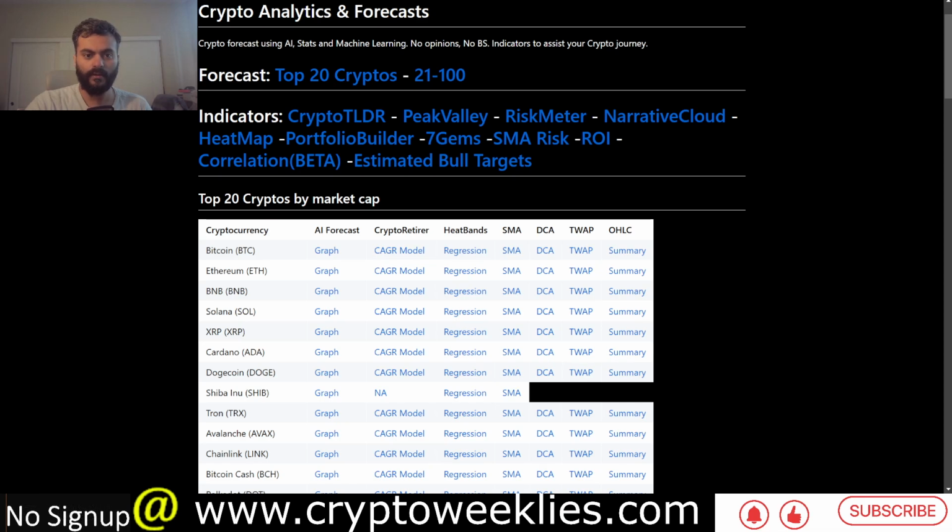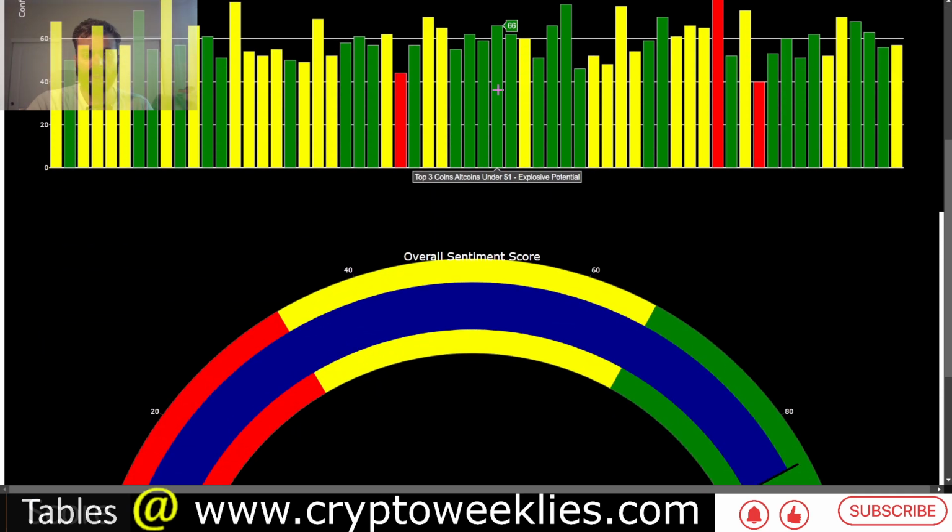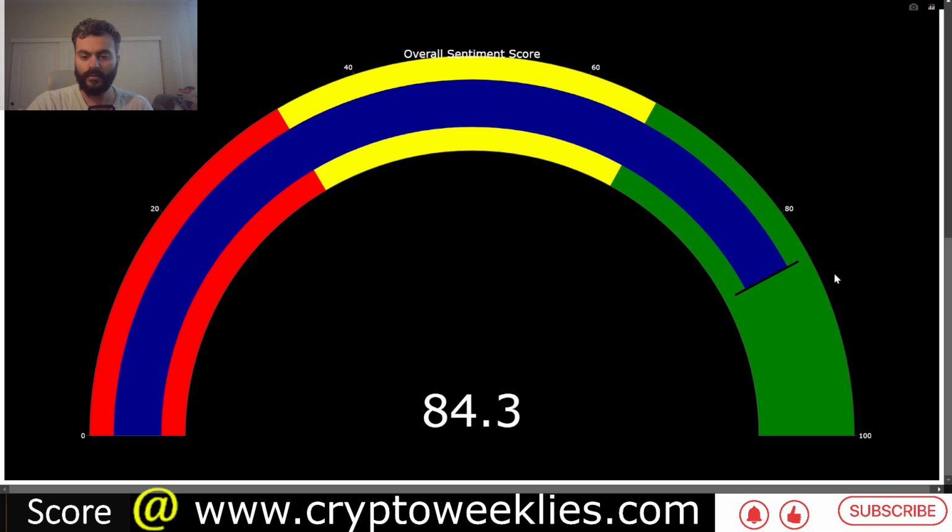I'll just briefly go through it. The normalized risk score is pointing at the bull market being 47% complete, based on what happened over the last bull market in 2021. Most of the narratives are bullish. Overall sentiment score is at around 84.